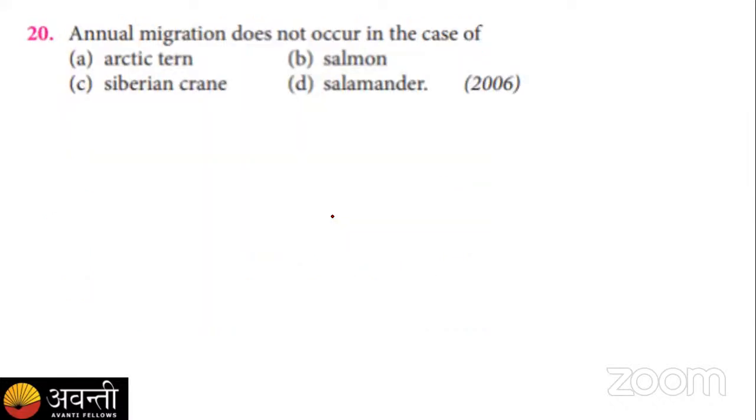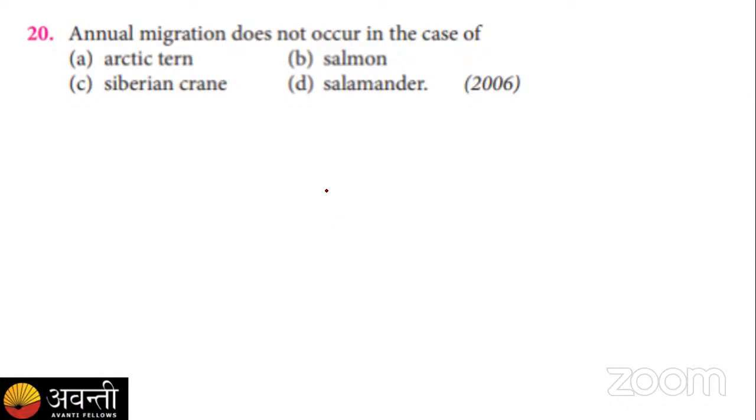Now moving towards the next question. The next question says annual migration does not occur in the case of. That means you have to find out the organism which does not migrate annually. Option A, Arctic tern, B, salmon, and C, Siberian crane. And the last option D is salamander. You have to choose among these four which animal is not going for the annual migration.